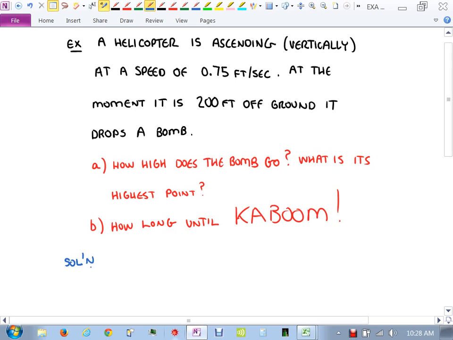Yes? In letter A, is the answer going to be the same for both questions? How high is it going to go and what is its highest point? Yes, that's the same. That should have been, in other words, what is its highest point? Yep.